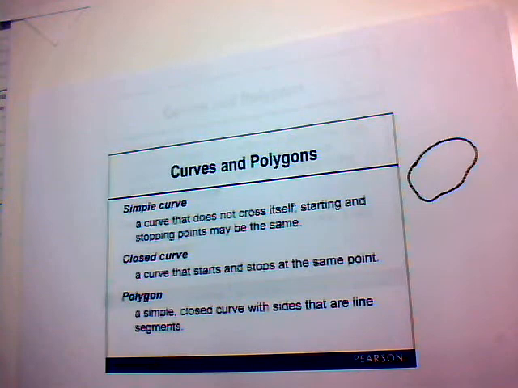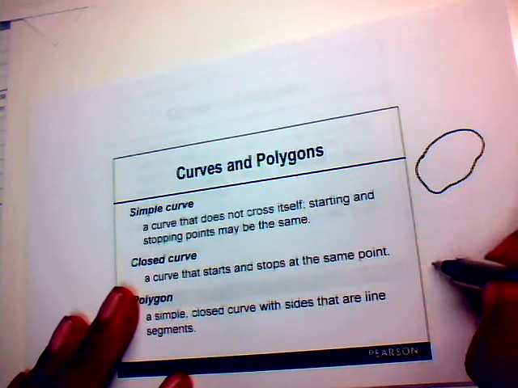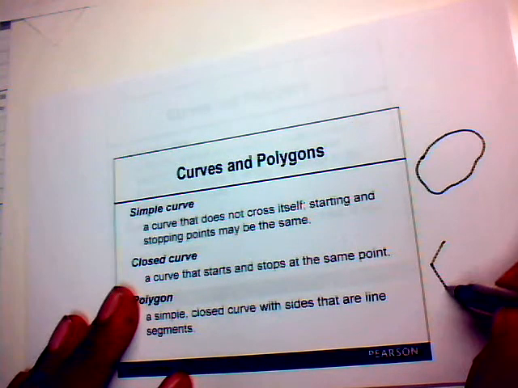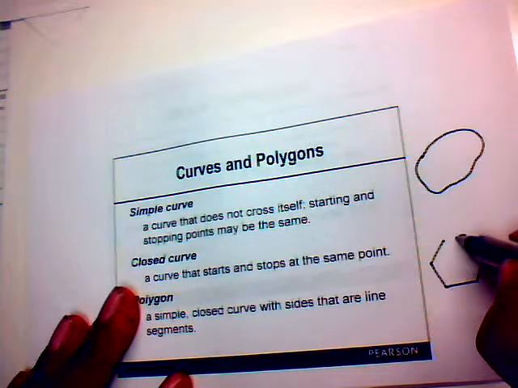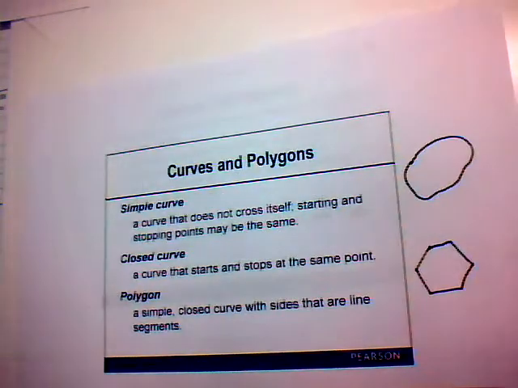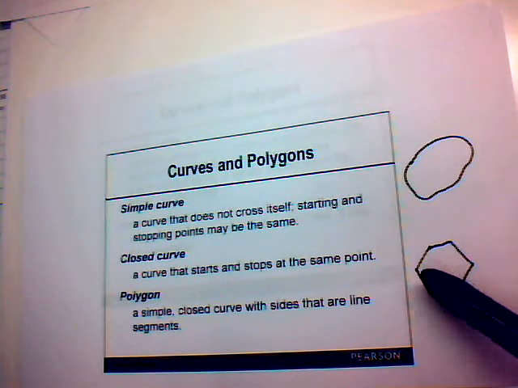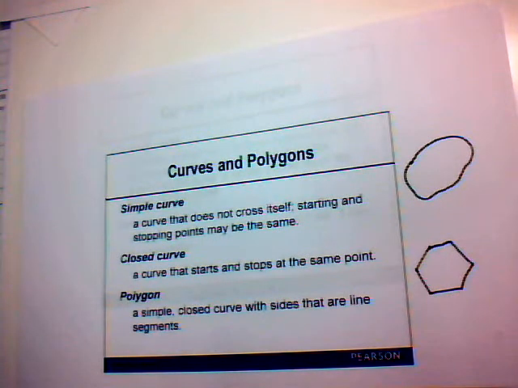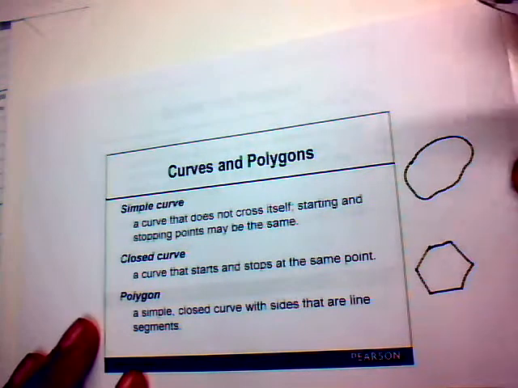And a polygon is a simple closed curve with sides that are line segments. This is an example of a polygon. Okay? The line segments are the sides, and it is a closed curve. That means it starts and stops at the same point.